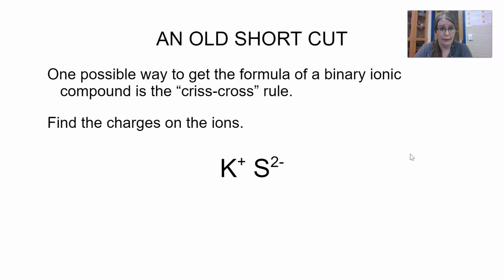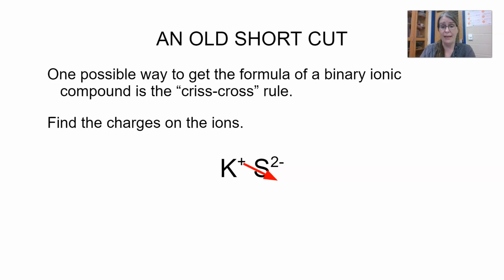So I'll give you a little shortcut. That's really a very handy rule, but you can't use it while turning off your brains. One possible way to get the formula of a binary ionic compound is what we like to call the crisscross rule. We find the charges on the ions. So for example, we know potassium would lose 1 electron and become the K+ ion. We know sulfur gains 2 electrons and becomes the sulfur 2- ion. Then we're going to crisscross applesauce. We're going to take the number and drop it down across the compound to make the subscript on the formula.